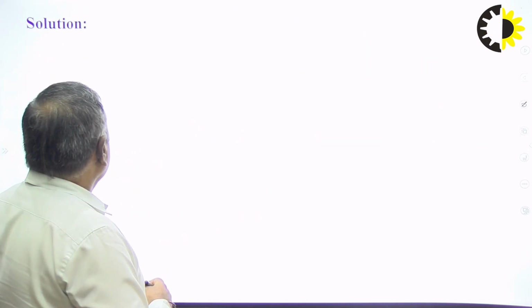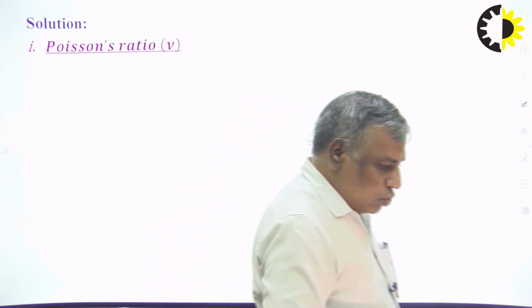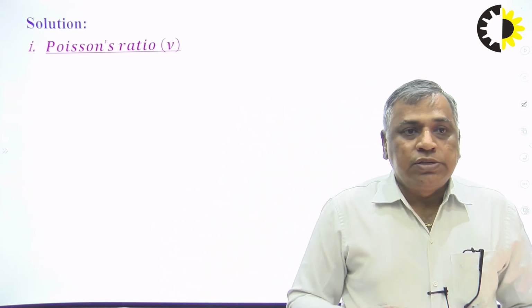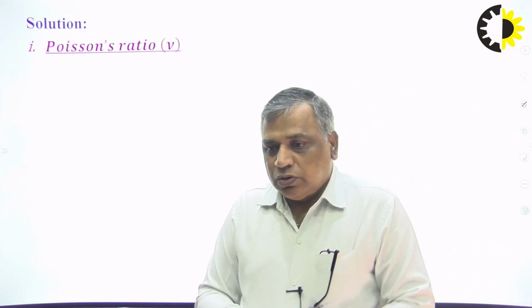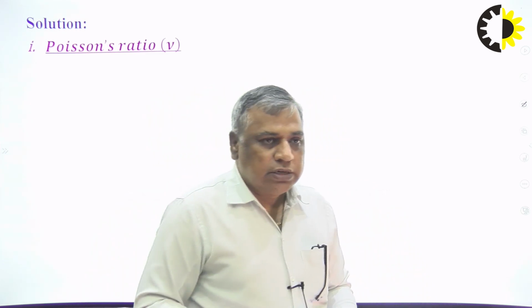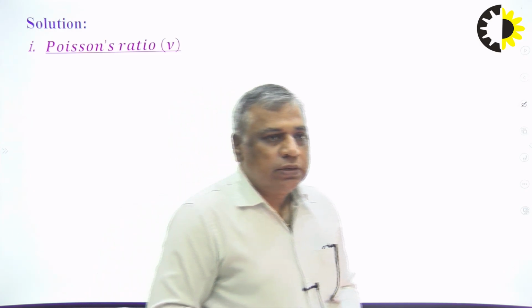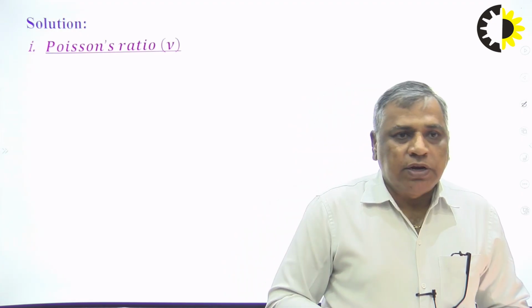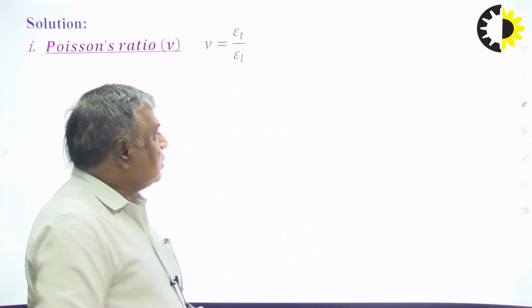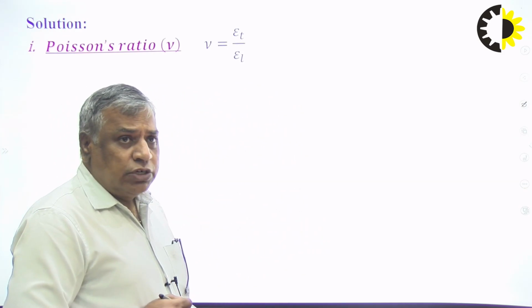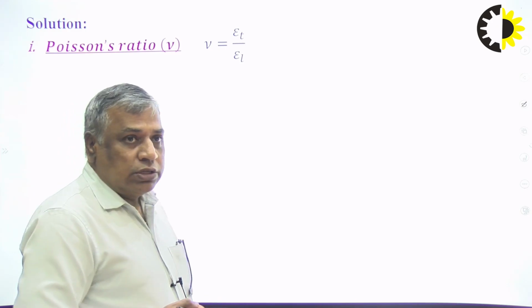So we start the solution. First is the Poisson ratio. By definition, the Poisson ratio is the lateral strain upon the longitudinal strain. From the data, we need to find the longitudinal strain and the lateral strain. The elongation is given and the change in the diameter is also given, so we can easily find both. So first we write the Poisson ratio: epsilon_T, the transverse or lateral strain, upon epsilon_L, the longitudinal strain.